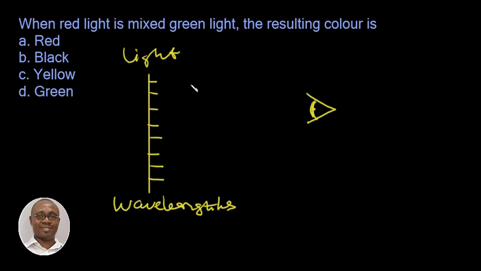So this wavelength ranges from 700 nm to the other end of the spectrum, 400 nm, and this is red, while this is violet.